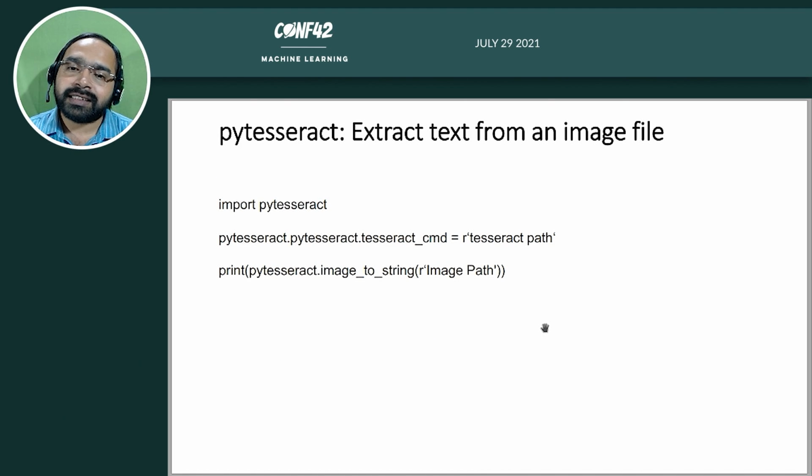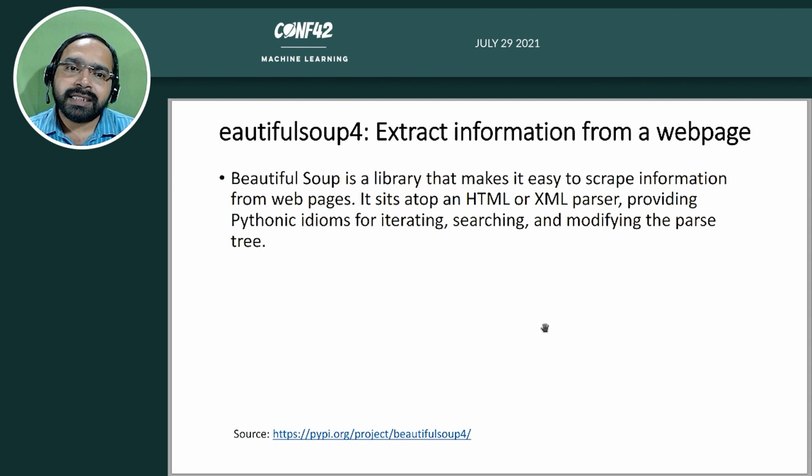So just 3 lines are enough to extract the text from an image file. First import the pytesseract package, then initialize the tesseract command, and then specify the image path. So we use the image to string method, which will read the image and convert the data in the image to a string. The next is Beautiful Soup 4.